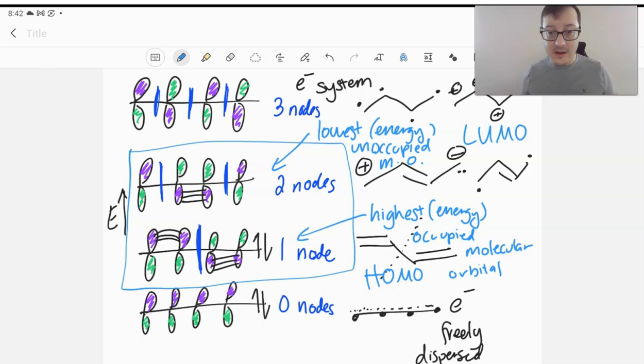So with that, in our next video, we'll take a look at how HOMO and LUMO of different molecules can interact to make reactions happen.